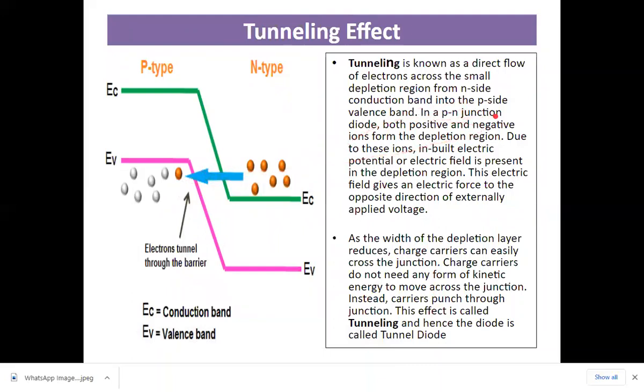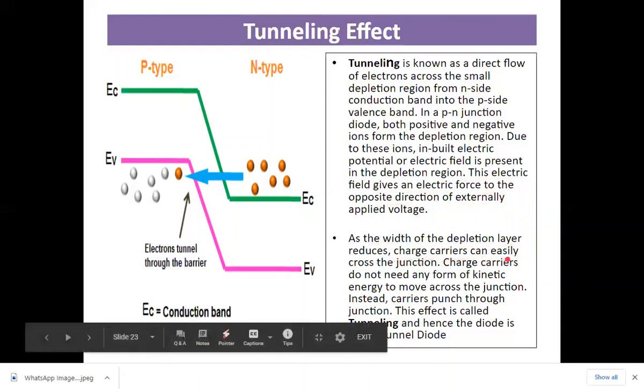In a p-n junction diode, both positive and negative ions form the depletion region. Due to these ions, an inbuilt electric potential or electric field is present in the depletion region. This electric field gives an electric force in the opposite direction of the externally applied voltage. As the width of the depletion layer reduces, charge carriers can easily cross the junction. Charge carriers do not need any form of kinetic energy to move across the junction. Instead, carriers punch through the junction. This effect is called tunneling, and hence the diode is known as a tunnel diode.